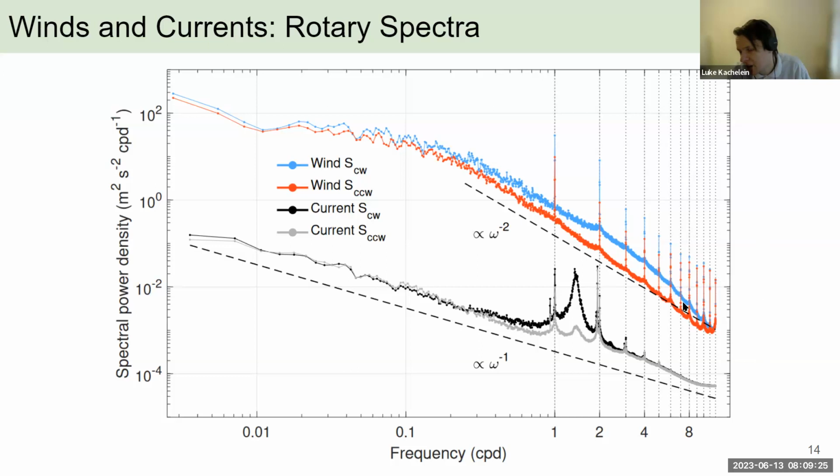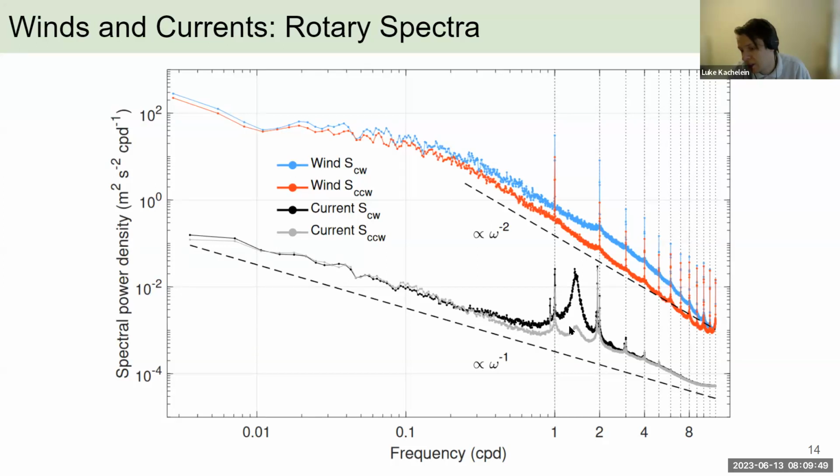Now, I have a feeling that the highest harmonics are kind of an artifact of something that's wrong with the data set, but the lowest harmonics are definitely real. And then we see in the currents something similar, vaguely, but then we have these extra peaks, which are due to the tides, which are not present in the atmosphere to the same appreciable degree.